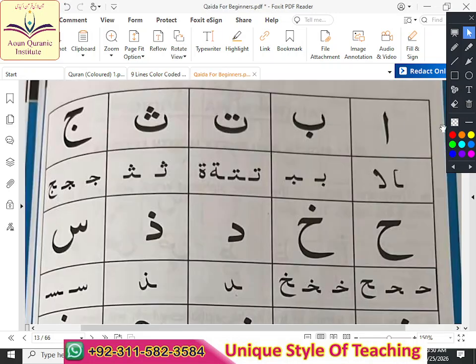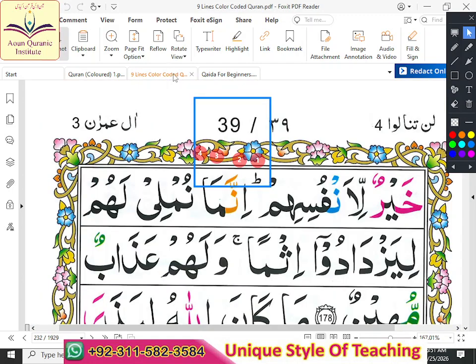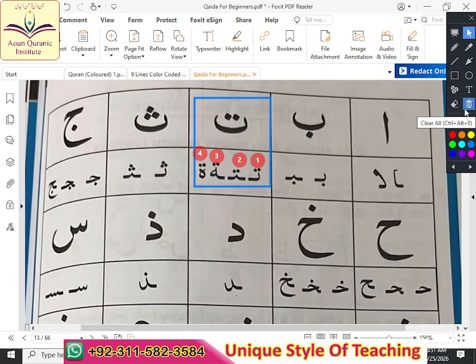Two. Look at it please. Ta, how many shapes are there? Two. Count please. One, two, three, four. Four. Yes, Ta has four shapes. Again please, how many shapes? Four. Which letter has four shapes? Alif, Ba or Ta? Which one has four shapes? Ta. You are a genius, mashallah. Sa has how many shapes? Two. Very nice, mashallah. Very nice.